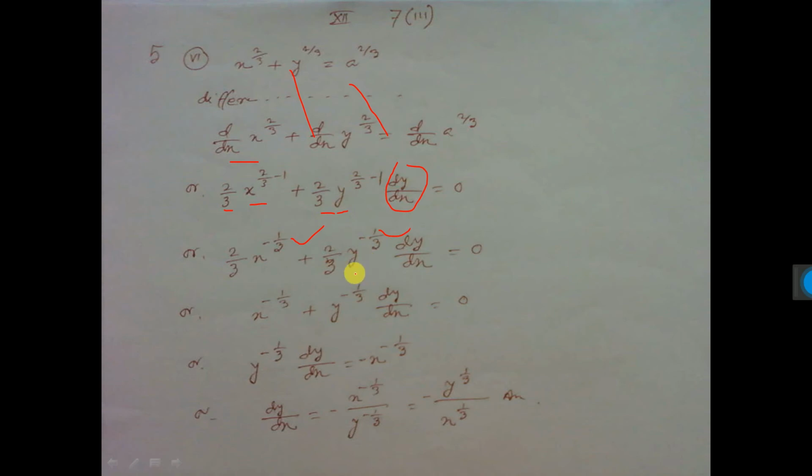Now see, 2 by 3, you divide every term by 2 by 3. So this will cut, 0 by 2 by 3, it will be 0 only. So this one you take now right hand side. This y will come down. So this is the answer. The last line you see, y to the power minus 3 you keep above, it will be plus. X to the power minus 1 by 3 you keep down, it will be plus.